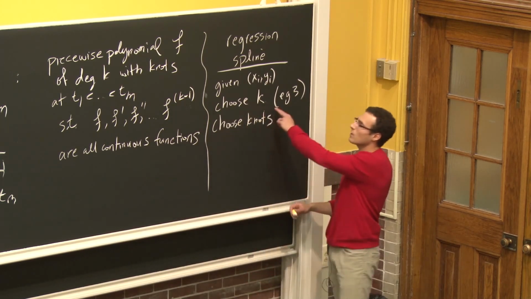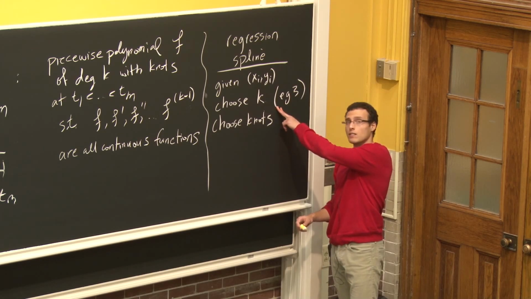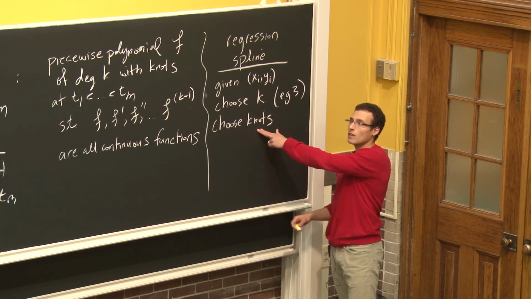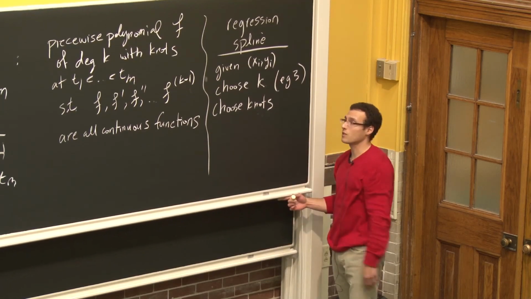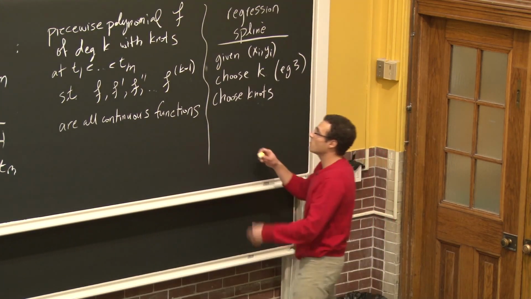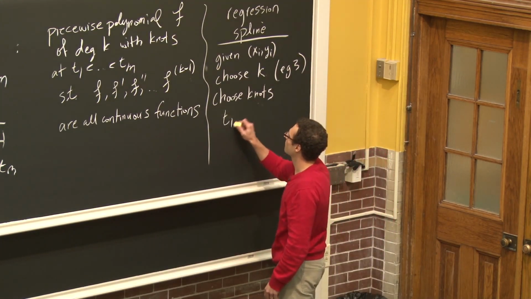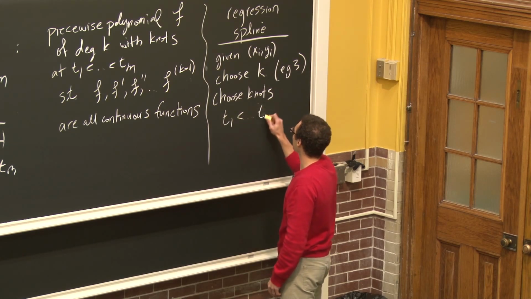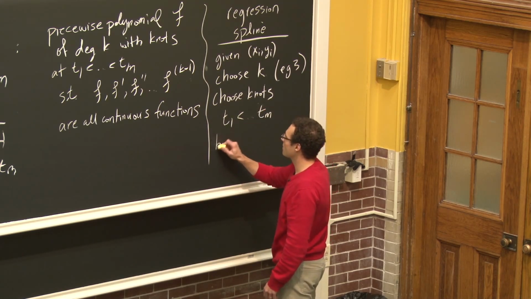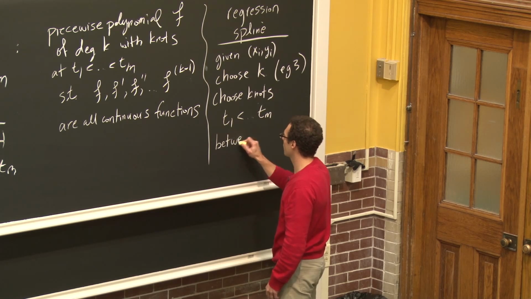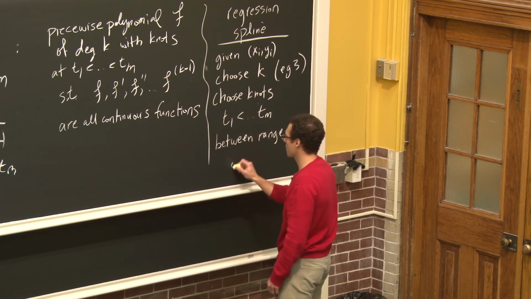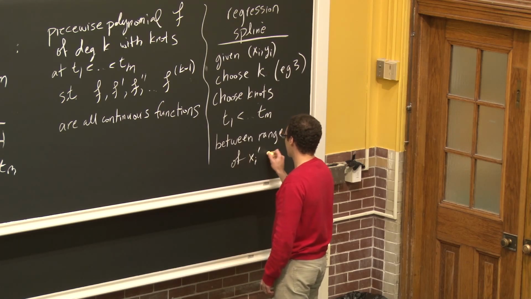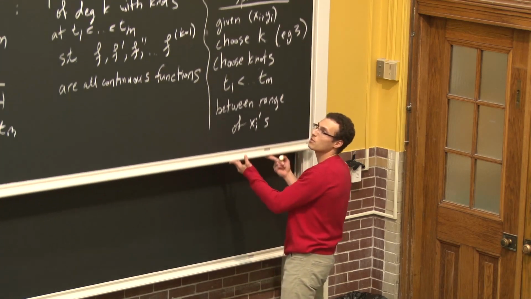OK, so this one you should look at and say, oh, I could probably do that given data. It's not a big deal. This one you should probably look at and say, that's much more suspicious. How do I choose knot points? So we'll address that shortly. So I just choose some knot points, say t1 through tm, between the range of the observed x's. OK, so I just fix a bunch of knots.